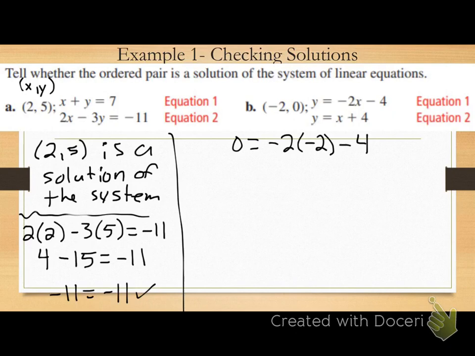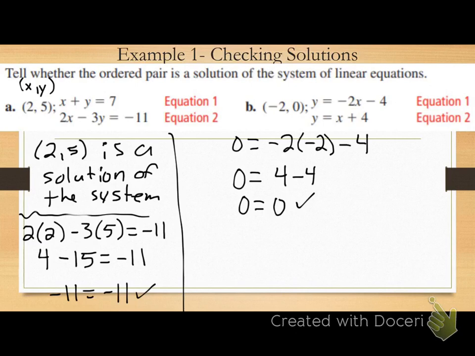And now we're going to work down both sides of our equation. Left side's already worked out for me. What's negative 2 times negative 2? Positive 4. And what's 4 minus 4? 0. 0 equals 0. Is that true or false? Yeah, that's true. So my ordered pair is a solution of my first equation.